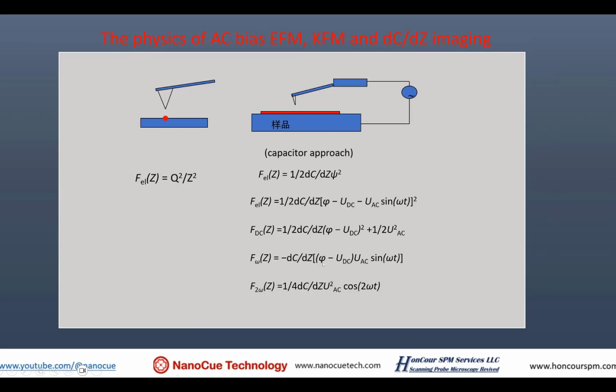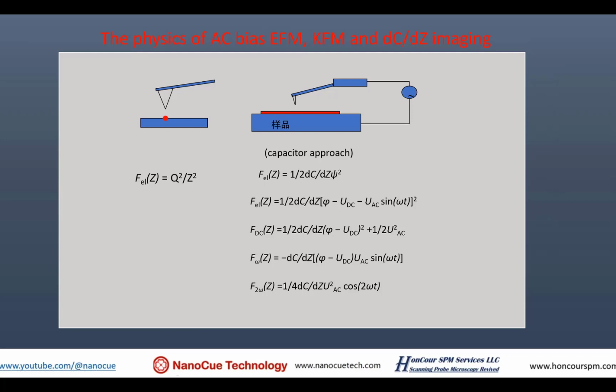Second formula is dC/dz, (phi minus UDC), the difference here, times UAC sine omega t, which means this force will oscillate at the same frequency as your bias voltage. The oscillation amplitude is determined by two factors: one is UAC, which is the AC part, the AC peak to peak, and the other is the potential difference between your tip and sample, the DC part.